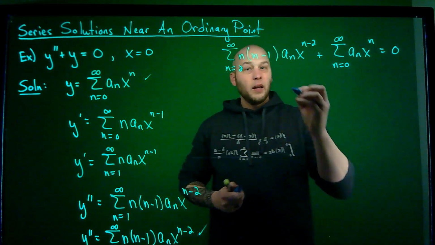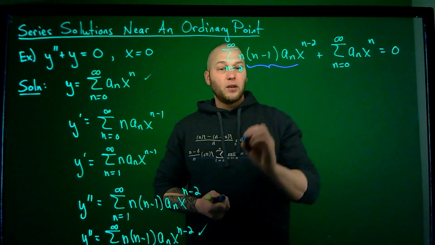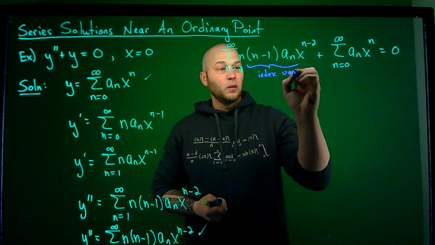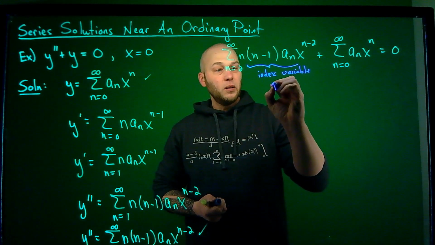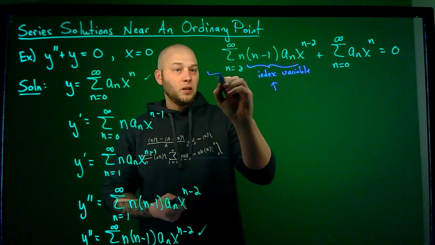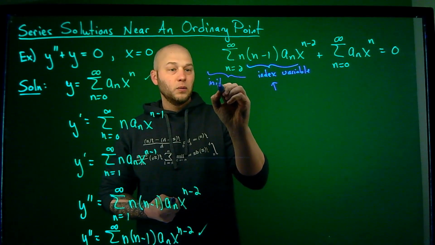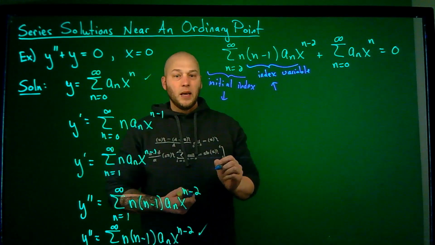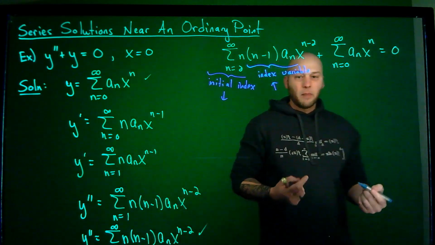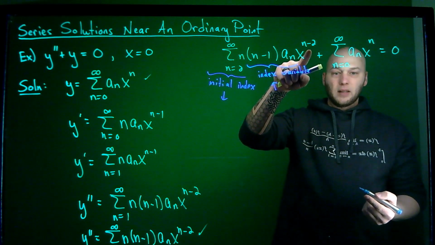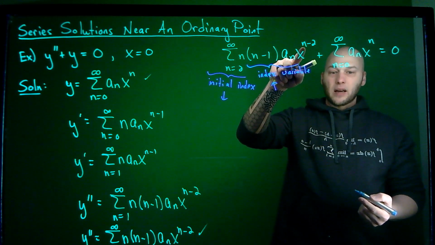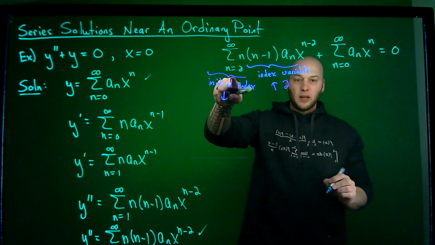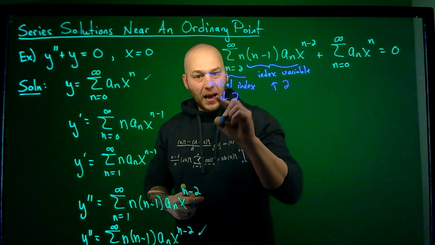If you remember, if I take the index variable and I increase it, then what happens is the initial index value must decrease, and they have to increase and decrease by the same amount. Well, if I want this to match x to the n, I'm going to make the index variable shift up 2 units, which means that the initial index value has to shift down 2 units.